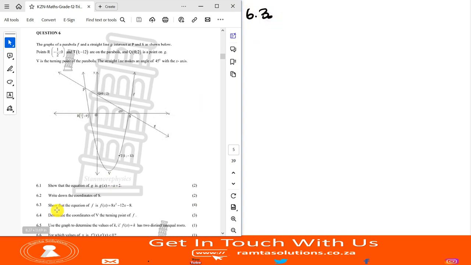Now, moving on. 6.3. They say, show that the equation of f is this. It's okay. We already know what R is and what S is. So we will find the equation of this guy using the intercepts. We'll say f of x is equal to a into one of the x-intercepts. They said it was -½ and 0, so it must be x plus half. And this other one, it's 2 and 0, so it will be x minus 2. Okay, perfect.